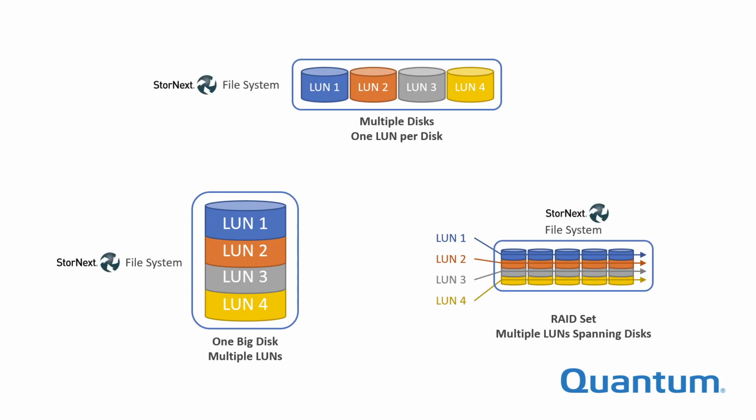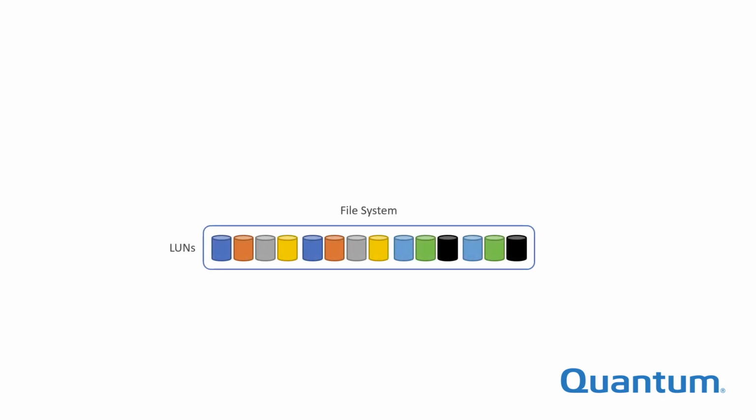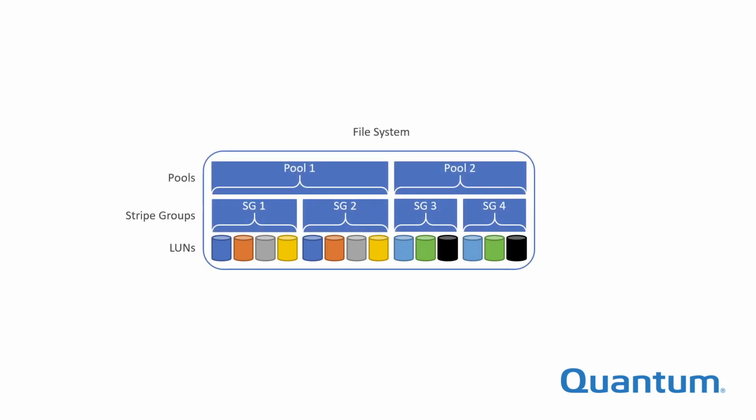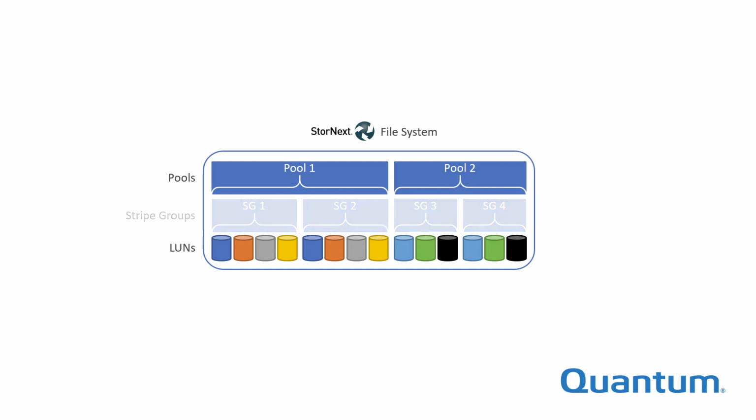StorNext file systems are no different in this regard. However, StorNext introduces two layers of abstraction between the LUNs and the file system that provide important expanded capabilities. These layers are stripe groups and pools. Stripe groups are mandatory and detailed in a separate video. This video is the first in a short series about pools. Pools are optional, but very useful, as you will see.